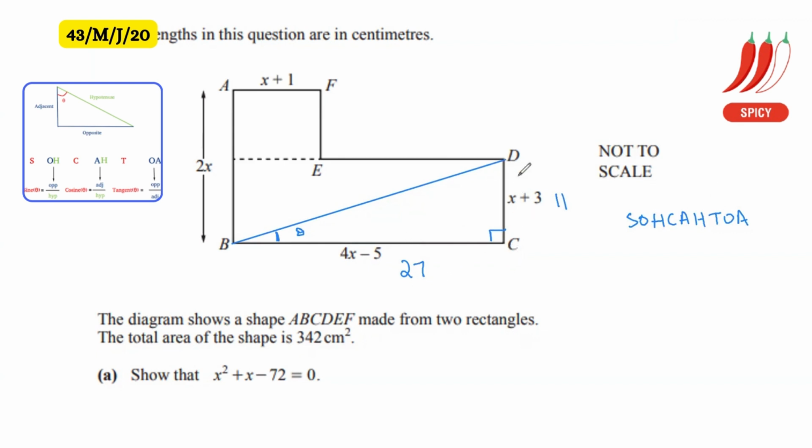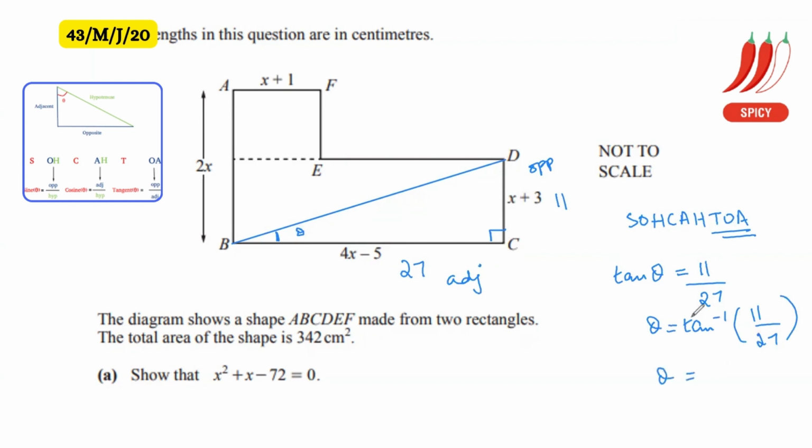So based on our measurements, we have the opposite, which is the length opposite to the angle, and adjacent is the length on which the angle lies. So we're going to use tangent. So tan theta equals 11 over 27, and theta would be tan inverse of 11 over 27, and that is going to give us 22.2 degrees.